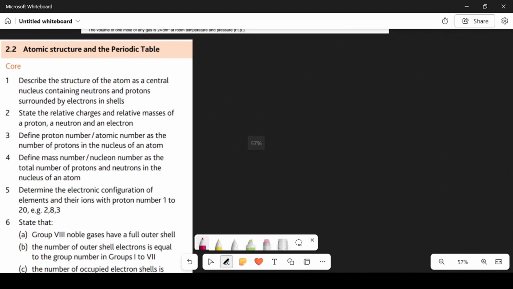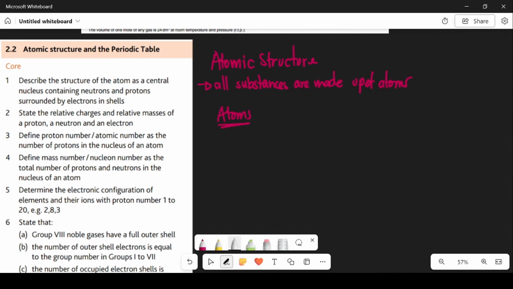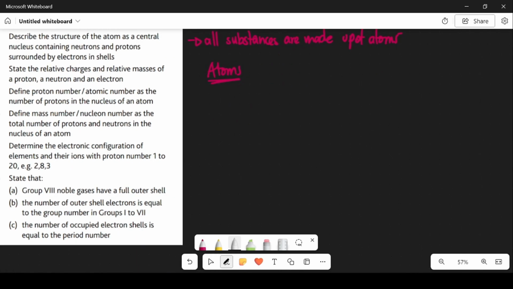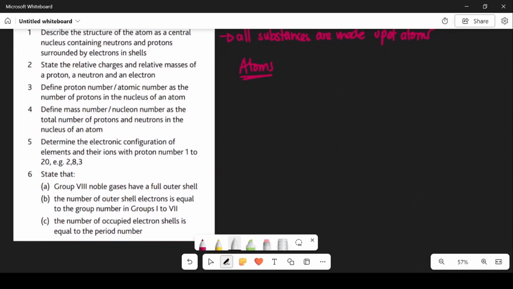Okay, let's talk atomic structure. All substances are made out of atoms, right? These small particles called atoms. But what are they? What are atoms made up of exactly? That's basically what atomic structure is about. I think this is a very basic one, but it's really important to recall it, and it's part of your syllabus in GCSE as well.